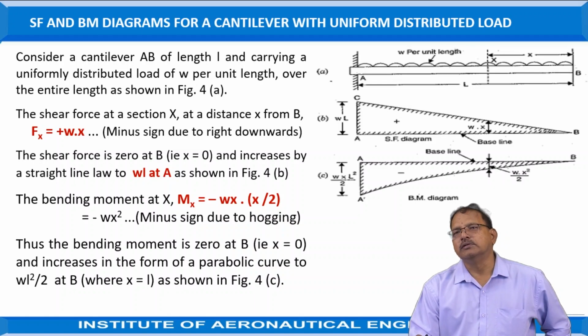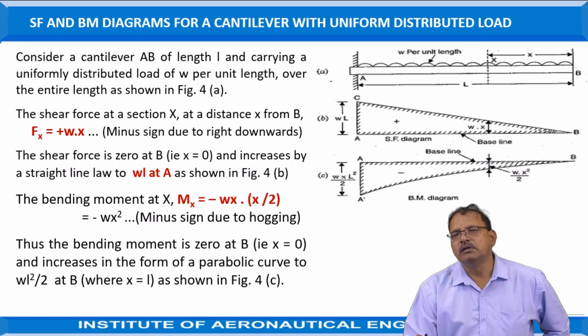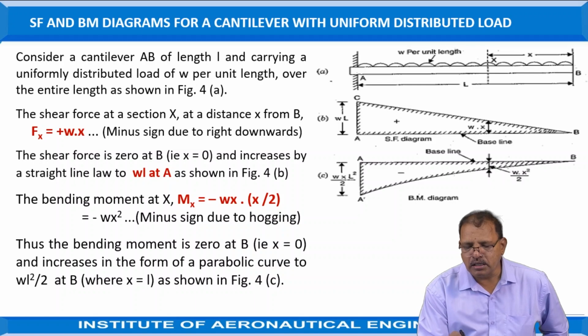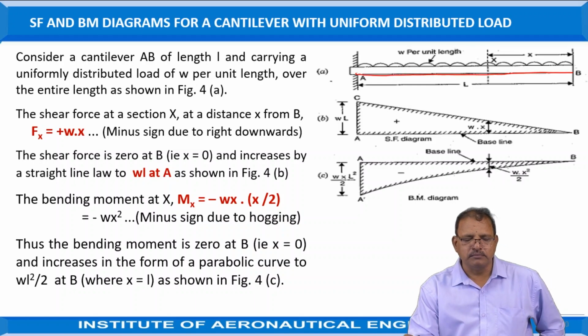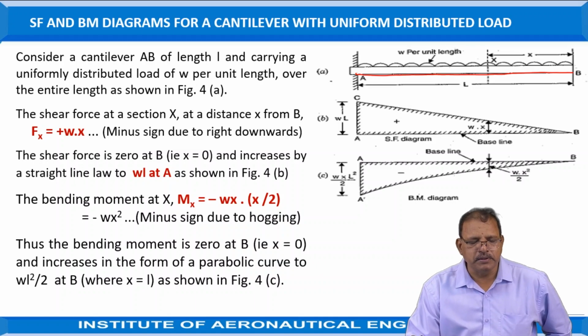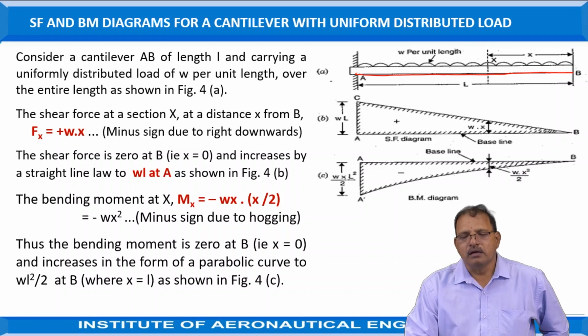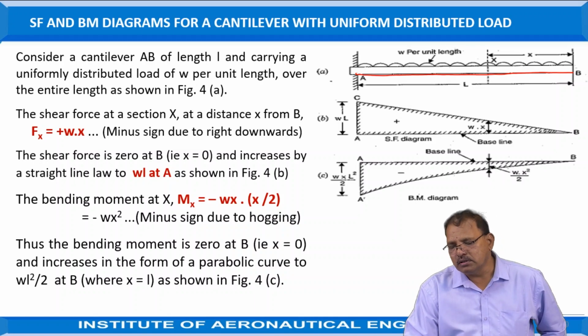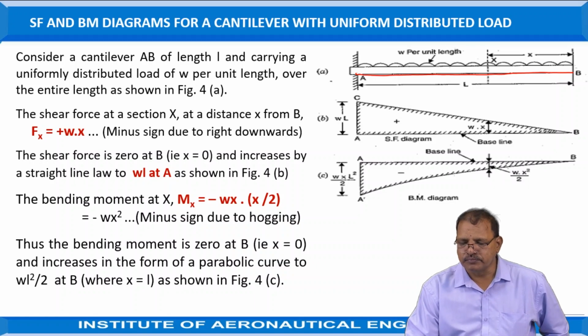Uniformly distributed load: the load is distributed at a certain rate along the length of the beam. Here the length of the beam is given. Let AB represent the length of the cantilever beam, carrying a uniformly distributed load w per unit length over the entire length, as shown in the figure.